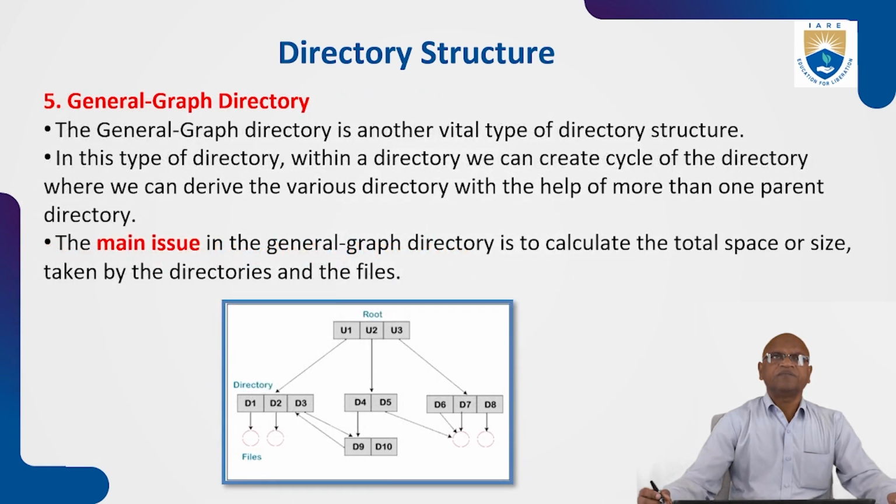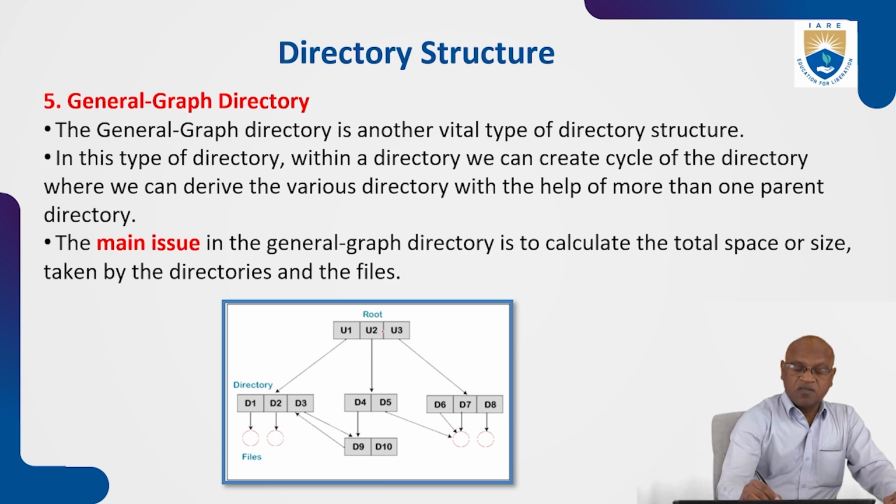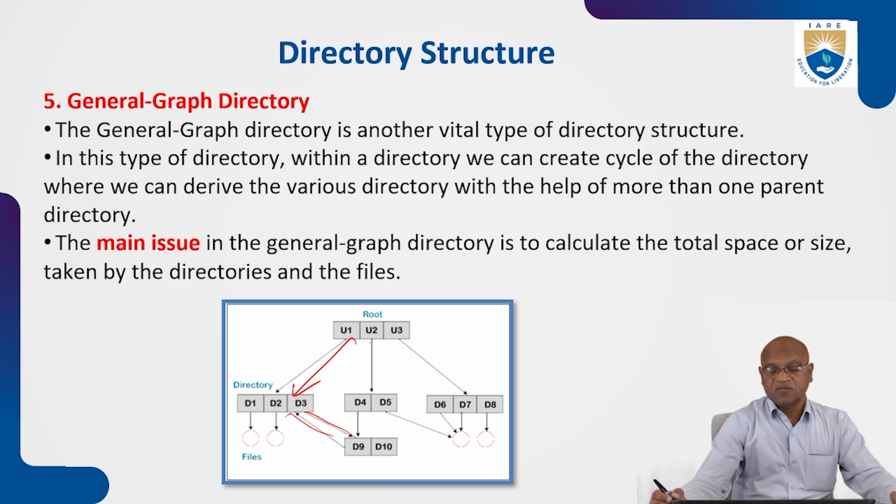So this is a general graph directory. Sharing is possible in this one. The general graph directory is another vital type of directory structure. In this type of directory, within a directory, we can create a cycle of the directory, where we can derive various directories with the help of more than one parent directory. So this is the parent directory, the root directory. Under this, another directory. So we can have cyclic, like this is also cyclic.